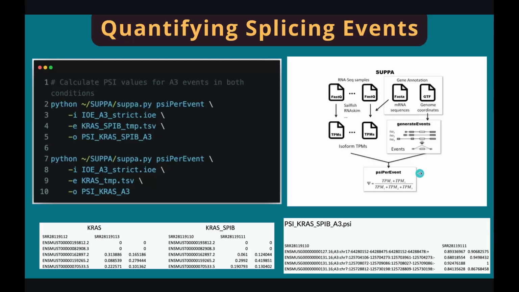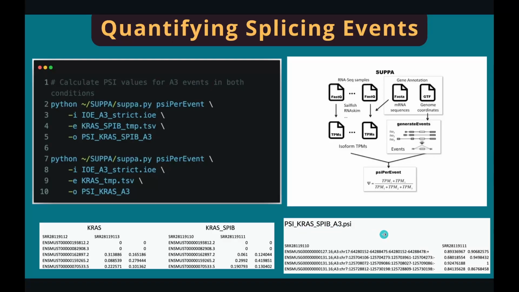So what if the value is between 0 and 1? That means there are partial exon skipping events in our case. That's how the quantification is done. And here is the result, the PSI file is the output. So it shows the quantification of each event for each sample in the class SPIP group.